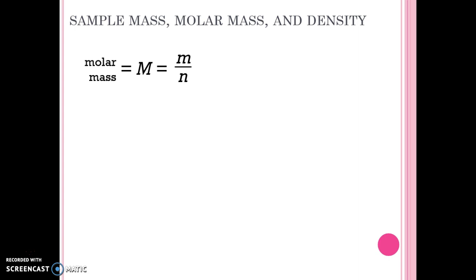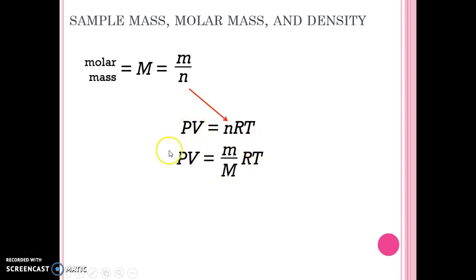Just a reminder, molar mass, in this case we're just going to give it a capital M, is equal to mass per moles, grams per mole. So we're going to take that idea, since moles is in the ideal gas law, we can take this equivalent and manipulate it so that n is equal to grams divided by molar mass, mass divided by molar mass. Put it in PV equals nRT, and we can get an equation like this out of it. So if we manipulate this, we can get to molar mass: molar mass is equal to mass times R times T divided by P times V.